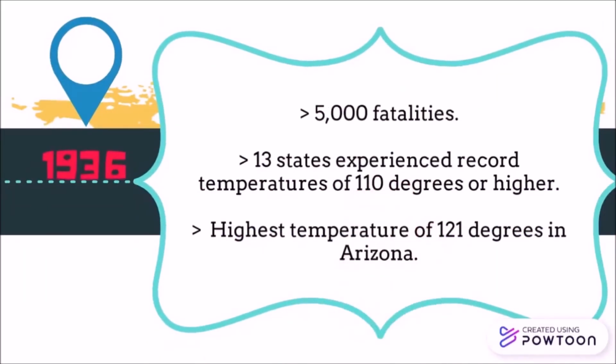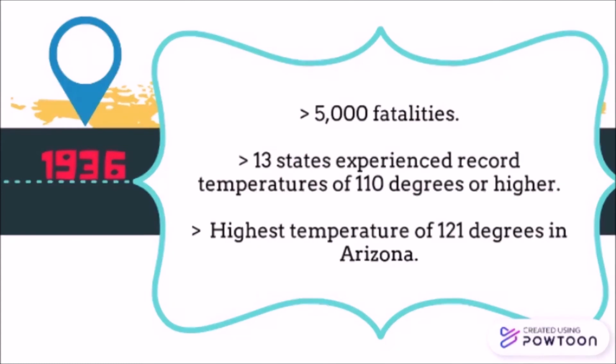1936. The drought returned with the hottest summer on record. It also was the deadliest heatwave in U.S. history with 5,000 fatalities. 13 states experienced record temperatures of 110 degrees or higher: Kansas, Oklahoma, Nebraska, Utah, Arizona, Colorado, Texas, Missouri, Indiana, South Dakota, Montana, Mississippi, and Kentucky, with the highest temperature of 121 degrees in Arizona.